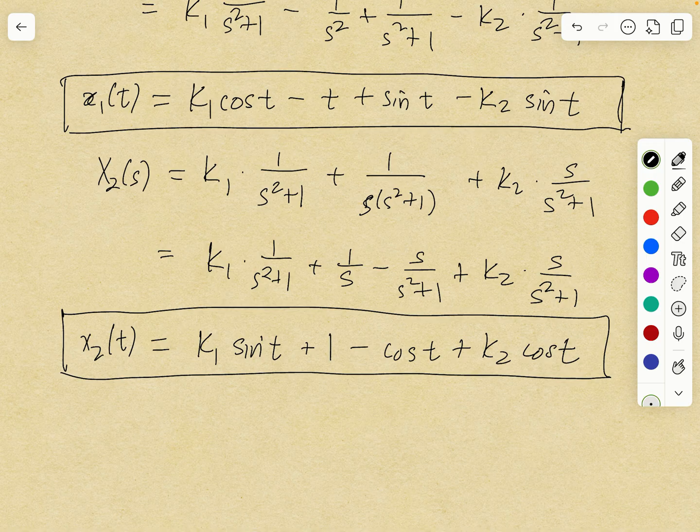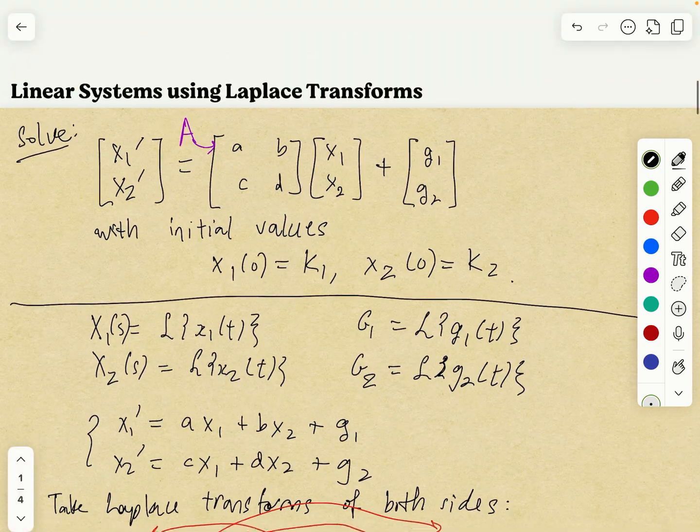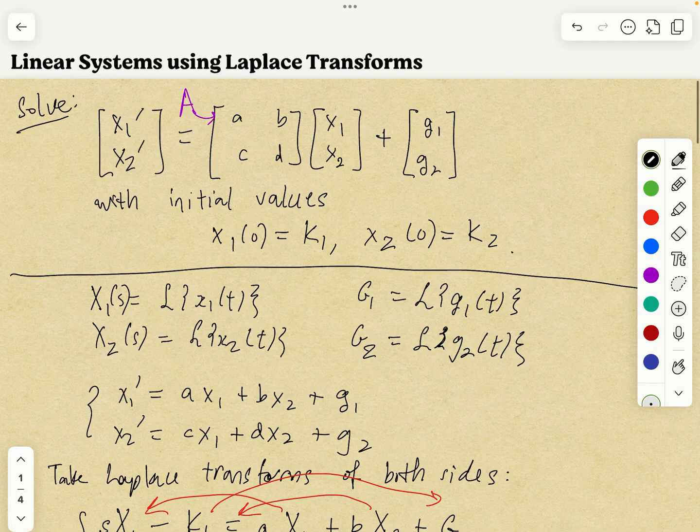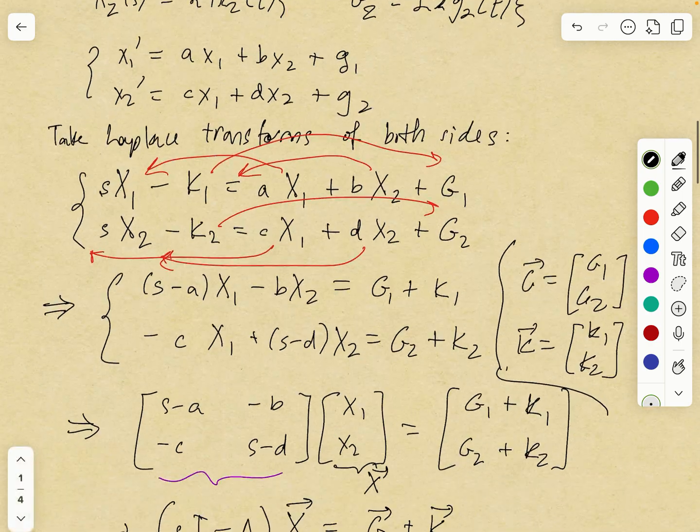In the next video, I'm going to go over a general formula for solving this non-homogeneous system. That's going to involve the matrix exponential. And I'm going to use that formula and solve this example again.